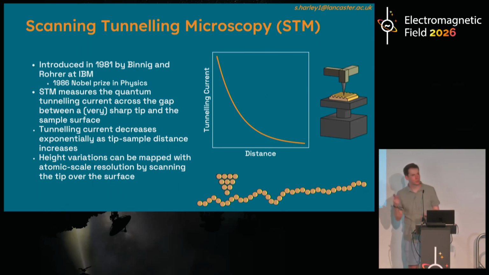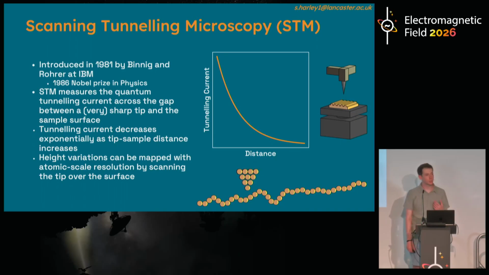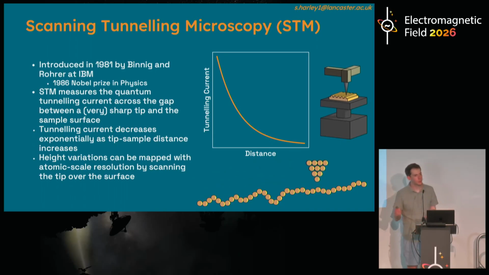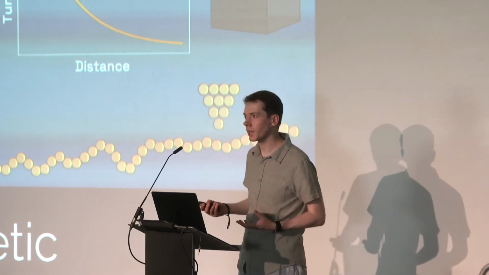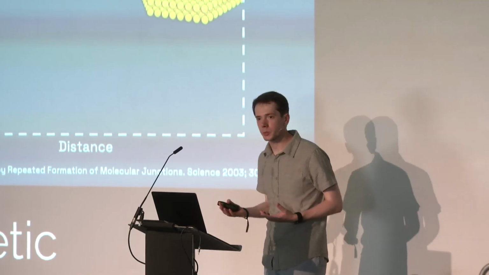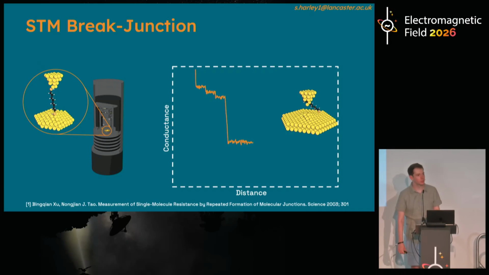And this has produced some really fantastic, beautiful images over the years. But what I think is actually really exciting about it is not the imaging, but the fact that you have this local atomically sharp probe that you can actually interact with your samples on the nanoscale. And this brings us to the break junction experiment. So this is a way we can reliably form a single molecule junction.